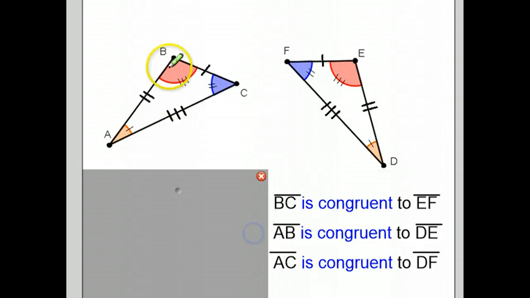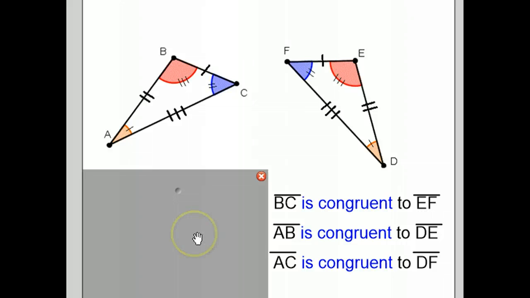So side BC has one dash, and FE has one dash, so they correspond to each other and are congruent. Side AB has two dashes, side ED has two dashes, which means those sides are congruent. And side AC has three dashes, and side FD is congruent. So those three sides are.